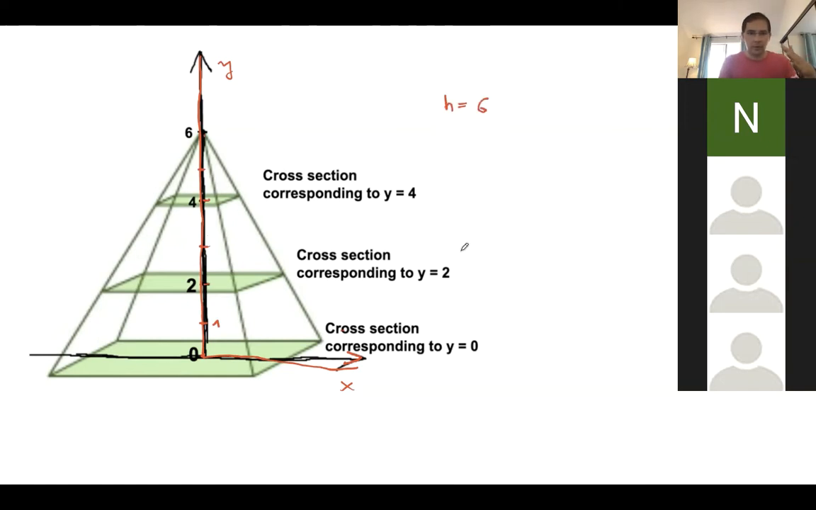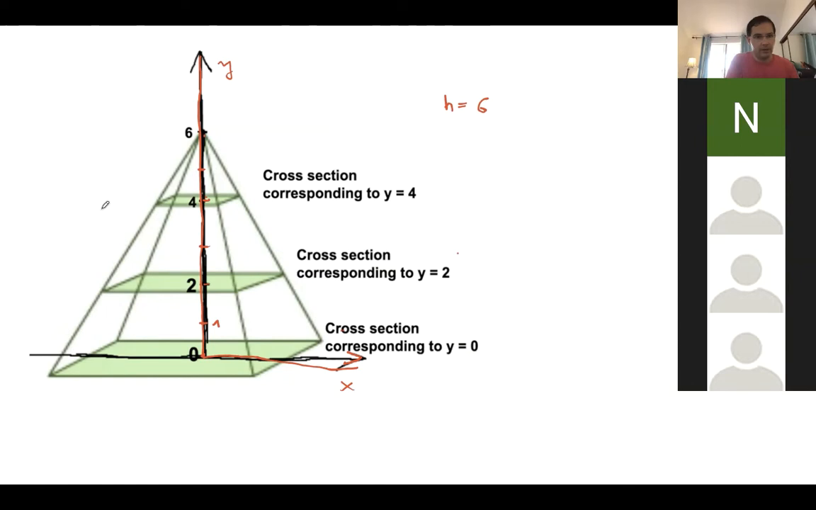Let's do a couple of cross-sections. So to specify a cross-section, you have to specify the level, let's say, quote unquote, the level. What do we mean by this? So let's do the cross-section on level 4, for example. On level 4, I'm going to take a piece of paper and I'm going to cut this pyramid.